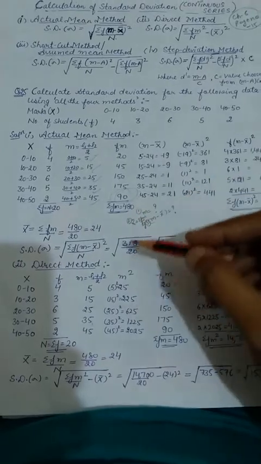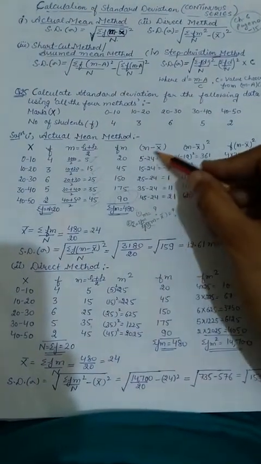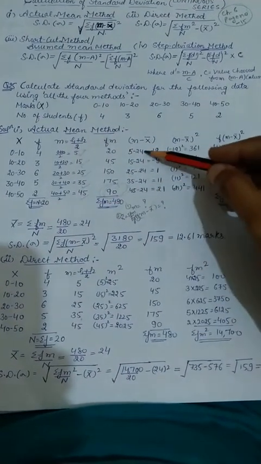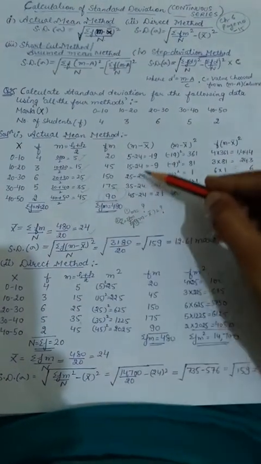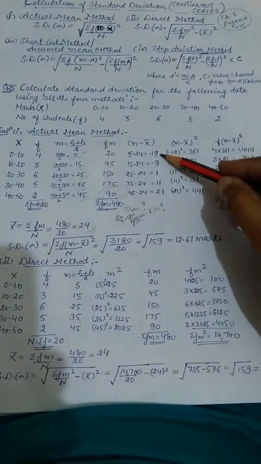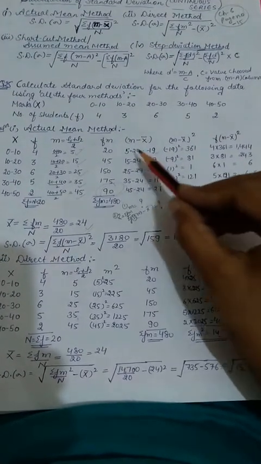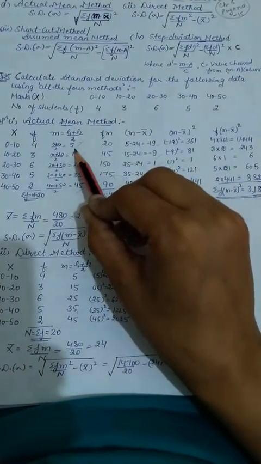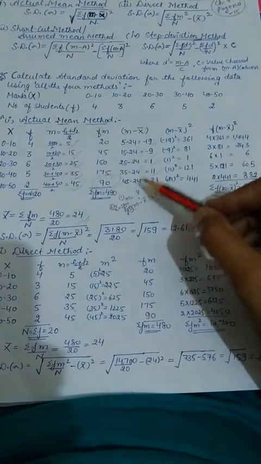And now you come again, you need m minus x bar. So m minus x bar you will do like this: m values are 5, 15, 25, 35, 45, and x bar is your 24. So you will deviate and you will get these values: minus 19, minus 9, 1, 11 and 21. This is how you will deviate. M you will write 5 from here, x bar you will write 24. So all the steps will go like this.